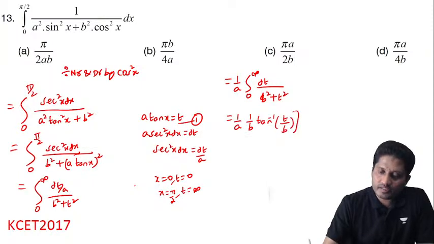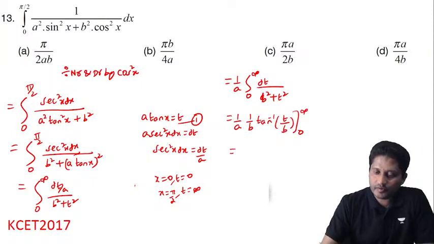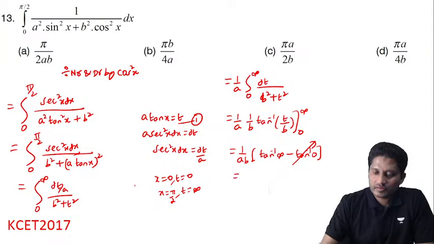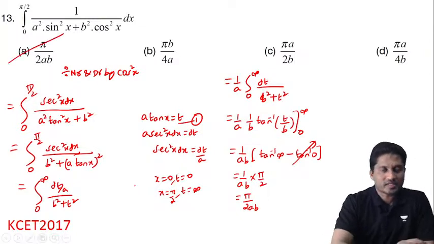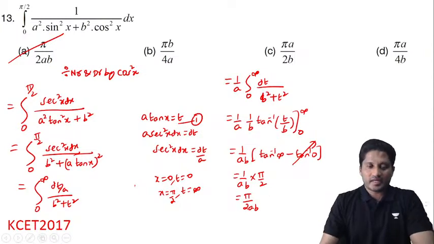Between the limits 0 to infinity, we get 1 upon ab. The upper limit is tan inverse of infinity by b, which is infinity. The lower limit is tan inverse of 0, which will be 0. So 1 by ab times tan inverse of infinity, which is pi by 2. We'll get pi divided by 2ab. The answer is pi by 2ab. This is the standard result, guys. Remember it as it is.